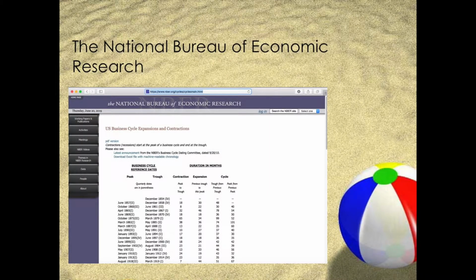The National Bureau of Economic Research provides data on business cycles going back to the mid-1800s. This is a really good resource.